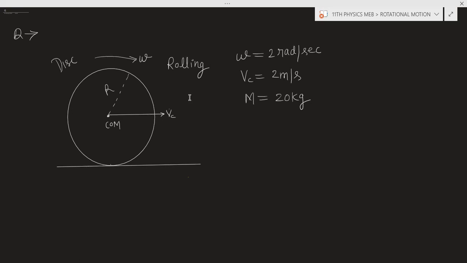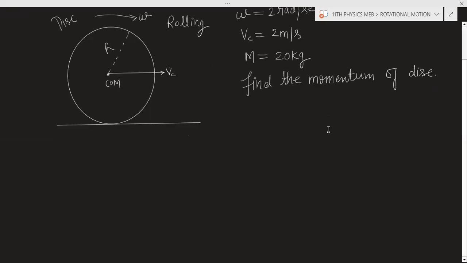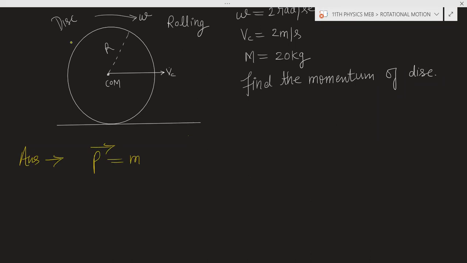Now we have to find the momentum of this disk. So how will we find the momentum? We have the formula of the momentum. Net momentum of the disk is equal to mass into velocity, mass into... just a minute.